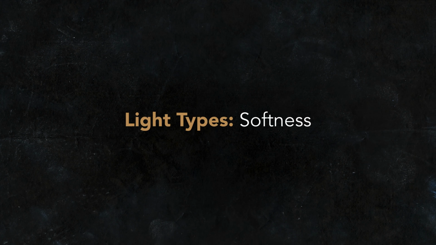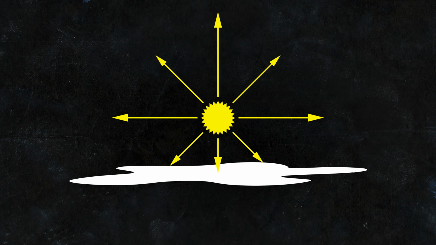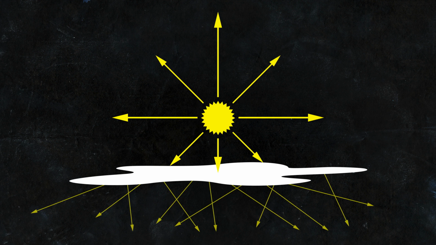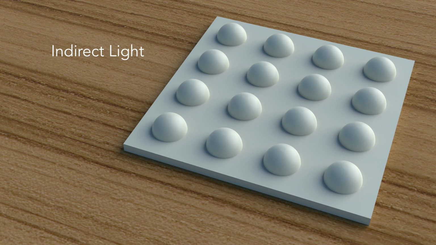Let's talk about light softness. If you have the sun shining, you get direct light. But if that sun is shining through a cloud layer, that cloud layer will diffuse and scatter the light. What do you think happens when you have so many light rays scattered in different directions? Here we have direct light, no clouds. And here we have a cloudy day where all the shadows are getting diffused and softened.